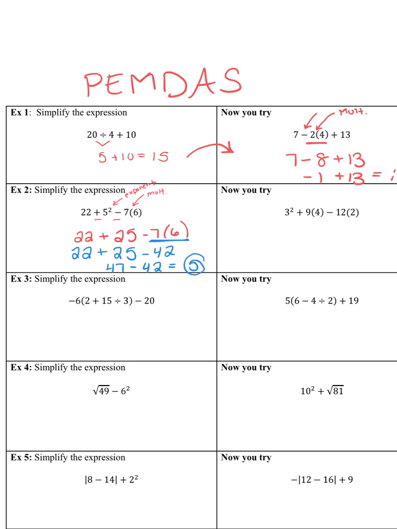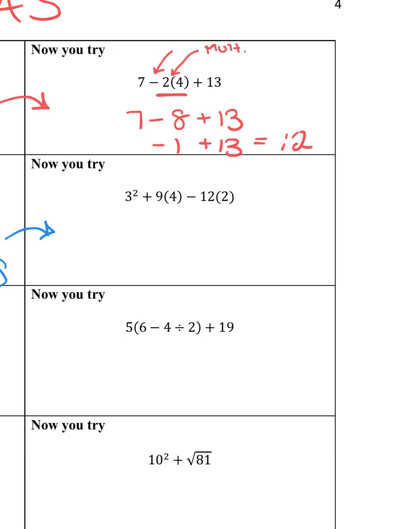So go ahead and try the next one on your own. So similar to the one that I just did, we've got exponents, we've got parentheses, we've got addition and subtraction. So what do we do first? And so hopefully you tackled the exponent. So 3 squared, or 3 times 3 is 9. And then we can go ahead and bring down the rest of this problem.